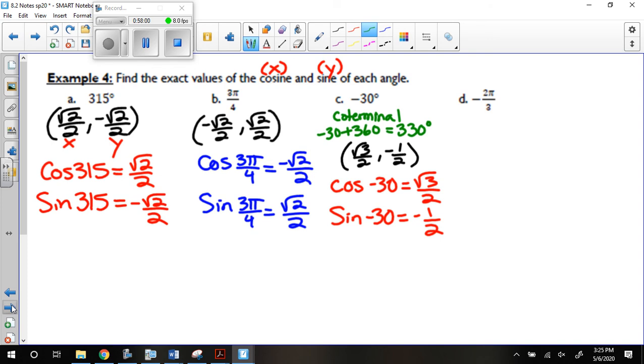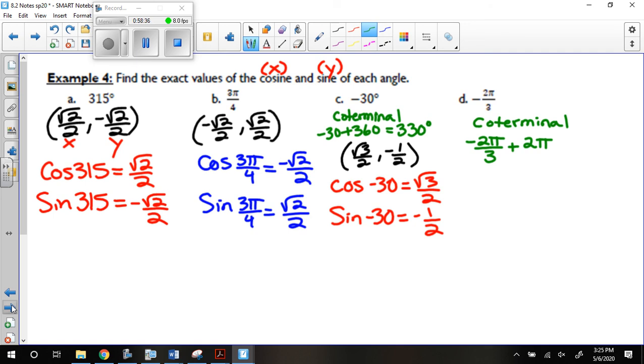Okie dokie. Now, you've got negative 2 pi over 3. So you can do one of two things. You can add a full rotation to get a coterminal angle. And a full rotation for this is going to be 2 pi because 360 degrees and 2 pi are equivalent. So if I find a coterminal angle, I'm going to do negative 2 pi over 3 plus 2 pi.